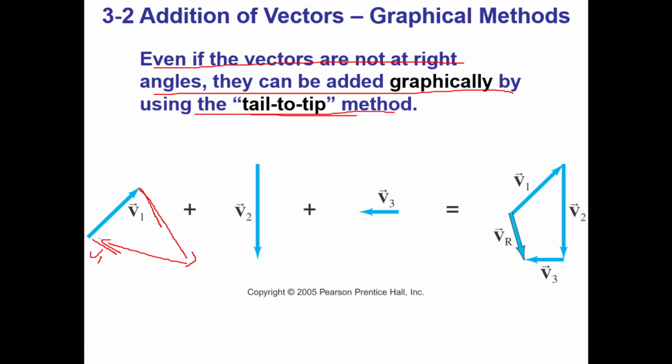This is the VR that I drew badly, but no problem. This is V2, this is V3. The important thing here is the tail-to-tip method. As I said, V1, tail to tip, tail to tip will give us the result, and of course we have to draw VR here.